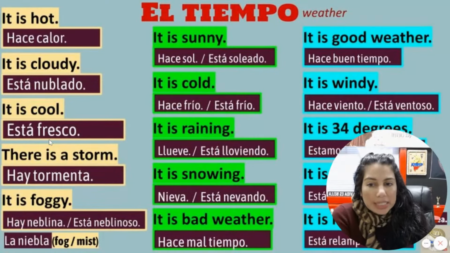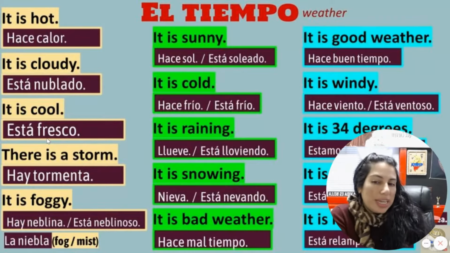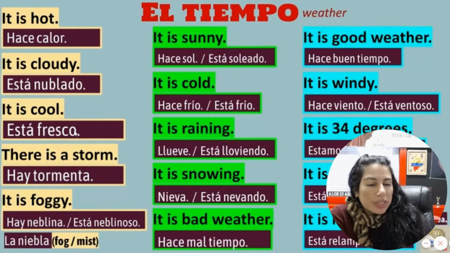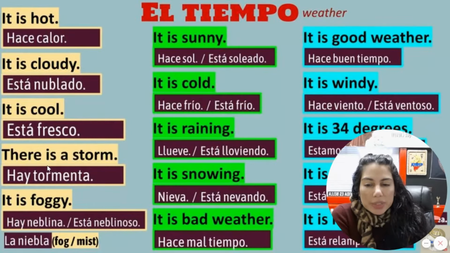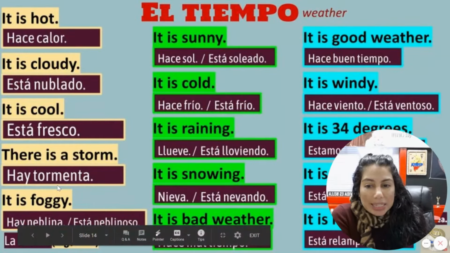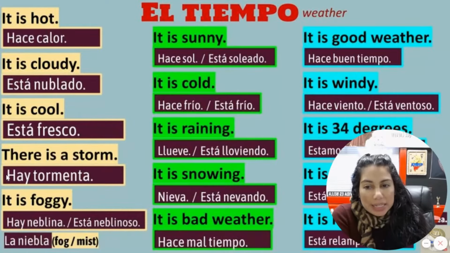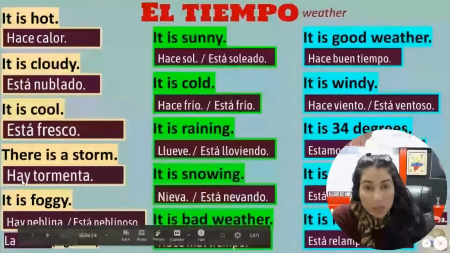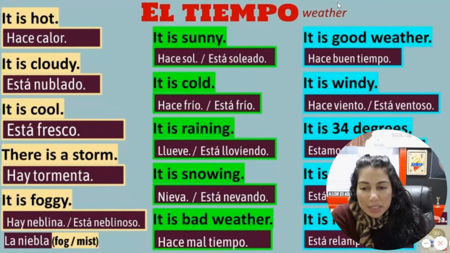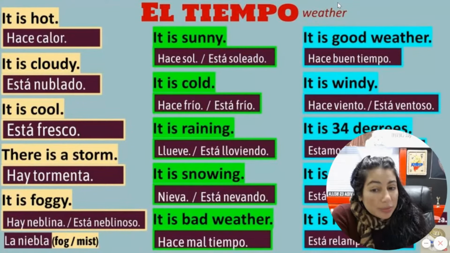It is cool, está fresco. You can also say it's chilly because fresco is kind of like that nice cool air. So está fresco. There is a storm, hay tormenta. So hay means there is or there are. So hay tormenta. It is foggy, hay neblina.